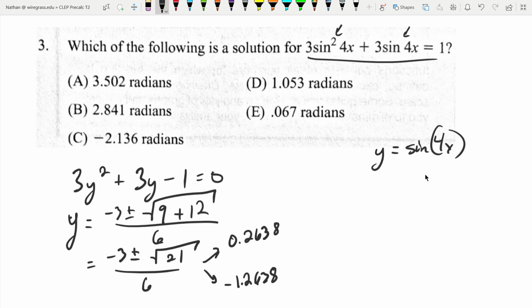Now, because this is what y equals, it's sine of 4x, right? Sine outputs values between negative 1 and positive 1. So it cannot output a value of negative 1.2638. So that one can be immediately excluded.